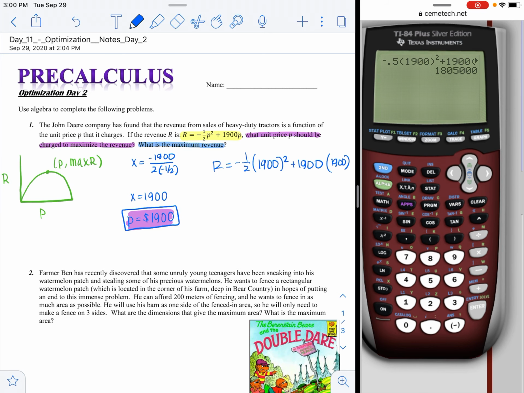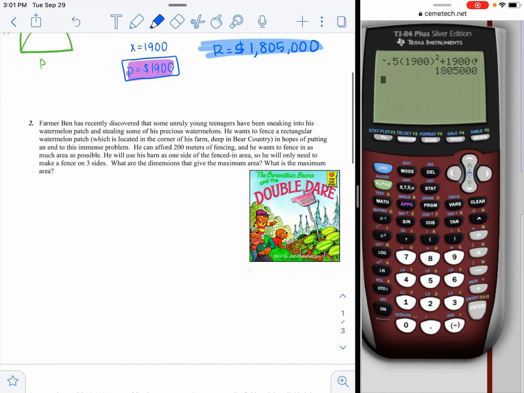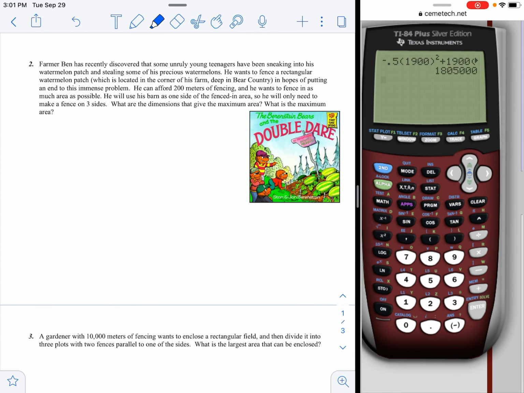I got as an answer 3 zeros and then 8051, so $1,805,000. Not too shabby. I'll take it. And there's your revenue. So once again, when the equation's there for you, it's the easiest type of problem.